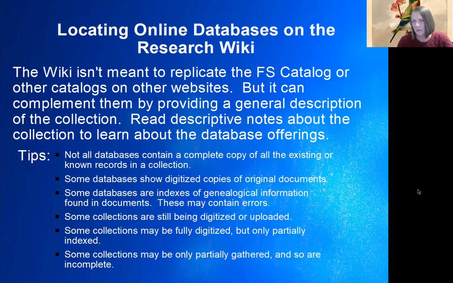Some collections could be digitized like Family Search, but they're not necessarily indexed. They're not necessarily uploaded. It's going to take a long, long time to index all the stuff that Family Search has been able to digitize. You can help do that by getting online on Family Search, clicking on Get Involved, and doing some indexing when you have a few minutes. Some collections are only partially gathered together. They don't have all the collection materials from all the different locations that they're going to look for. So they may be incomplete as well.